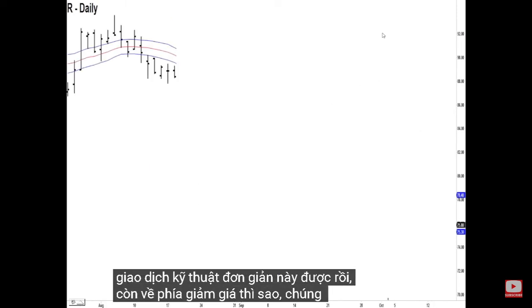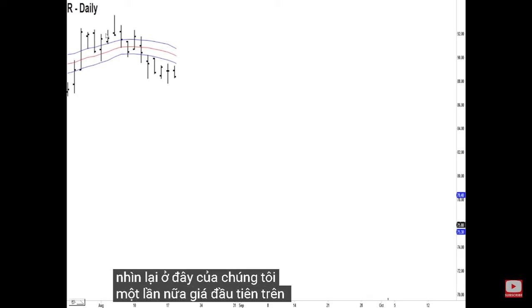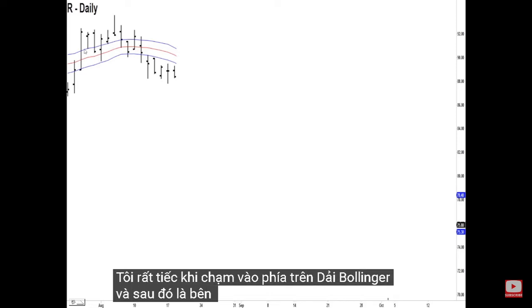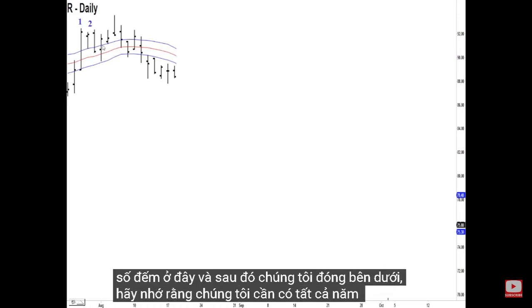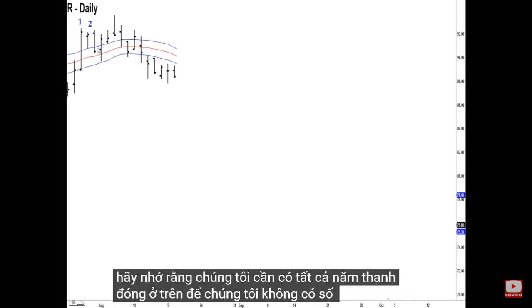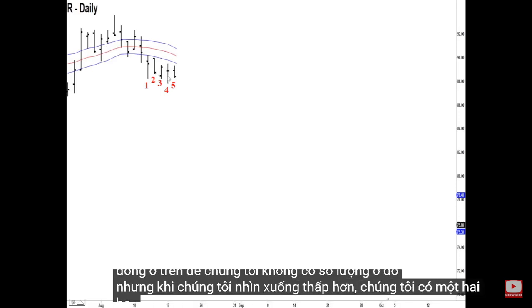How about to the downside? Okay, let's look at R here. Once again, price is first above the Bollinger Bands, and then it's below. But we have 2 counts here, and then we close below. Remember, we need to have all 5 bars closing above, so we'd have no count there. But as we look lower, we have 1, 2, 3, 4, 5.